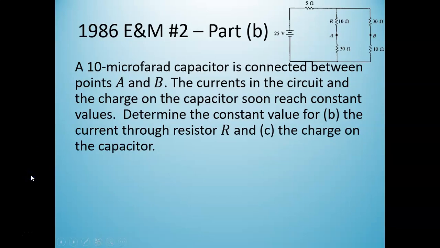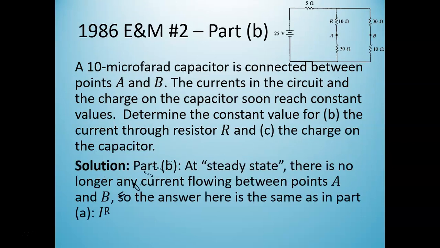So in part B, we are now connecting a capacitor between points A and B. So the currents in the circuit and the charge on the capacitor eventually reach constant values. So the question is, part B, what is the constant value for the current through resistor R? Well, here's the thing. Once the current reaches a constant value, that is steady state, that means there's no current flowing between points A and B.